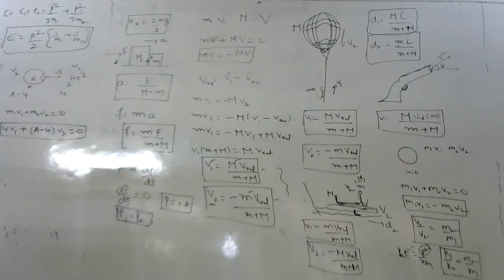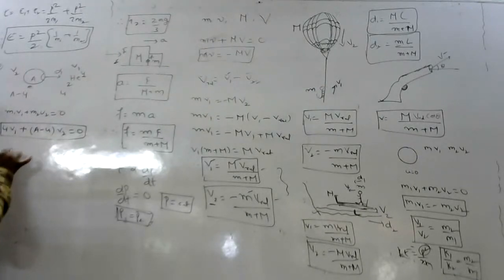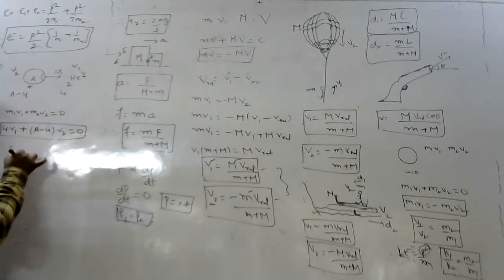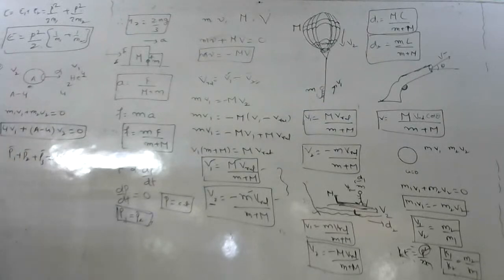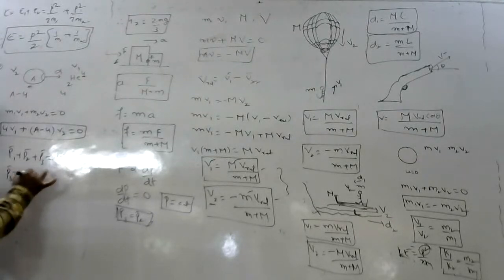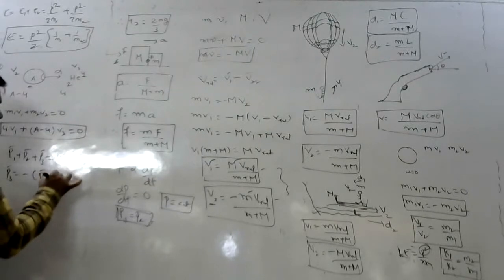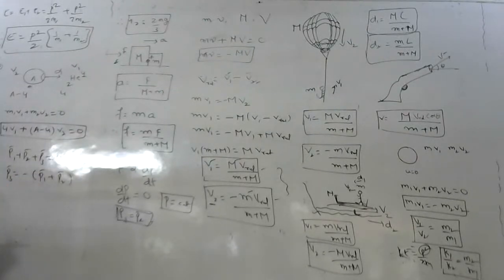And another application is the explosion of a bomb. If we consider a bomb of mass m that explodes into three pieces, then by conservation of linear momentum, since the bomb is initially at rest, P1 bar plus P2 bar plus P3 bar is equal to 0. From this equation, P3 bar is equal to minus of (P1 bar plus P2 bar).